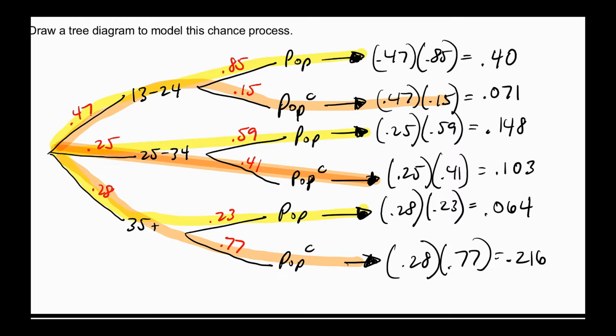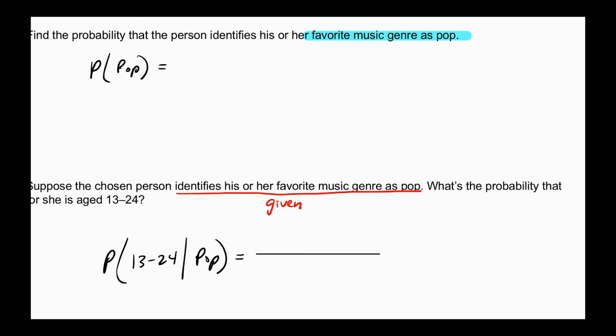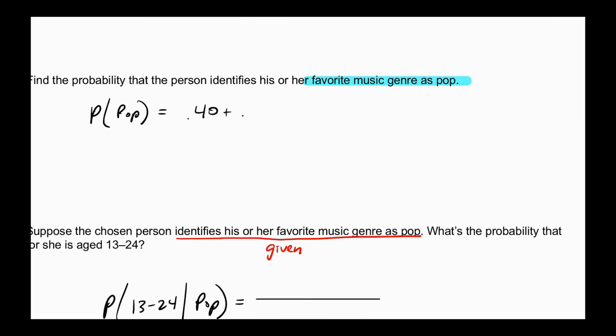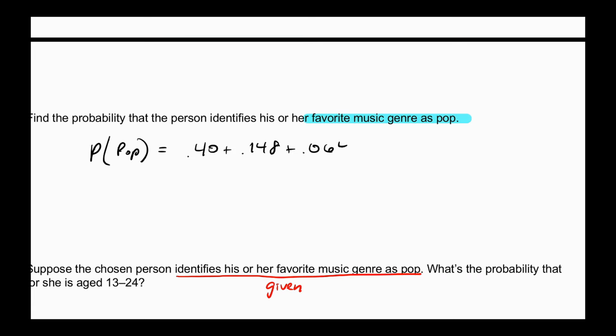Okay, there you go. Now you're talking. So we add up all the yellow paths. So we got 0.40. We add up 0.148. And 0.064. And those are all the paths that give us a preferred music as pop.